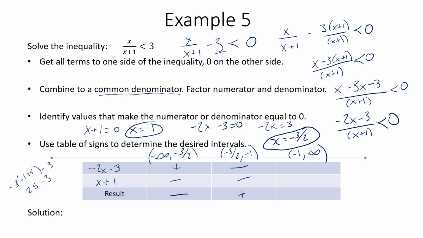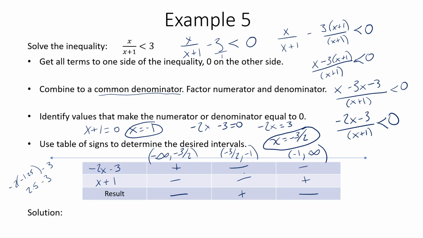Then I need a number between negative 1 and infinity. How about 0? 0 is nice. If I plug 0 into the first one, I get a negative number. If I plug 0 in the second one, I get a positive number. Negative divided by a positive is a negative. Okay, we have ourselves isolated here.